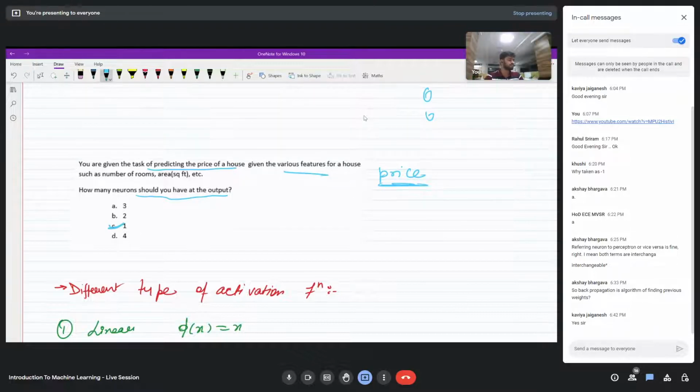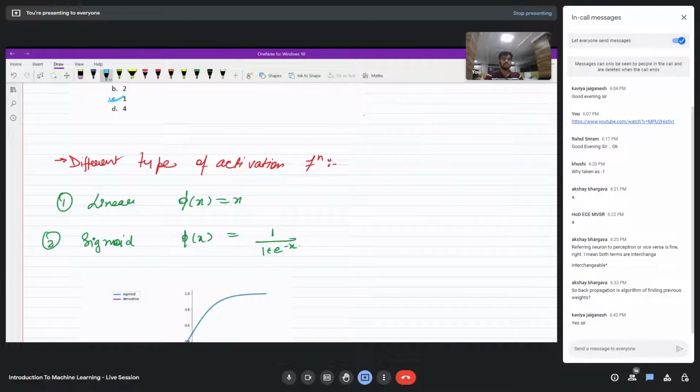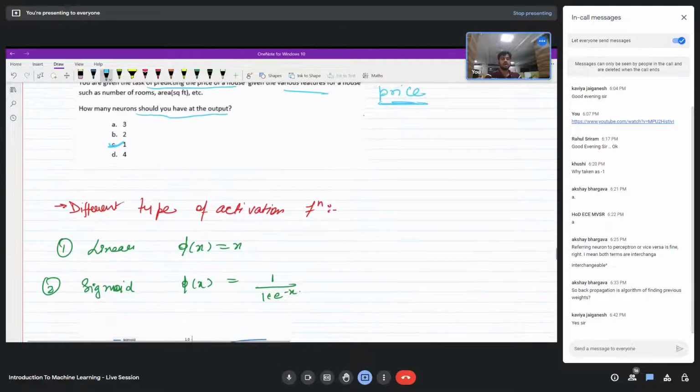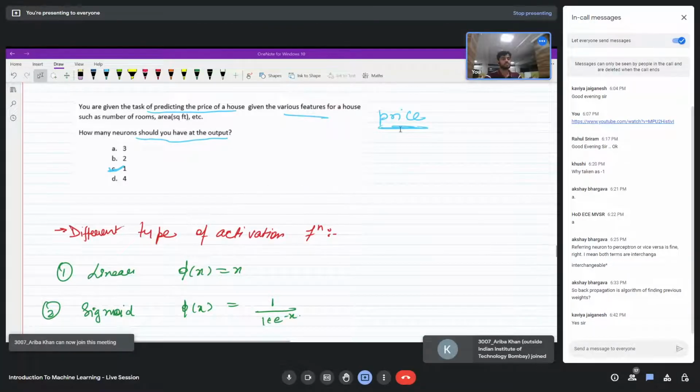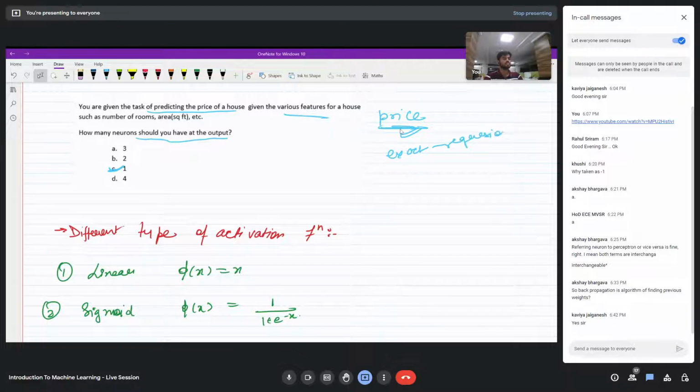Here you don't want the class, it is not multi-class or even single class, you just want the price of the house. It is the exact price, a continuous value. But the neural network never gives a continuous value, no?